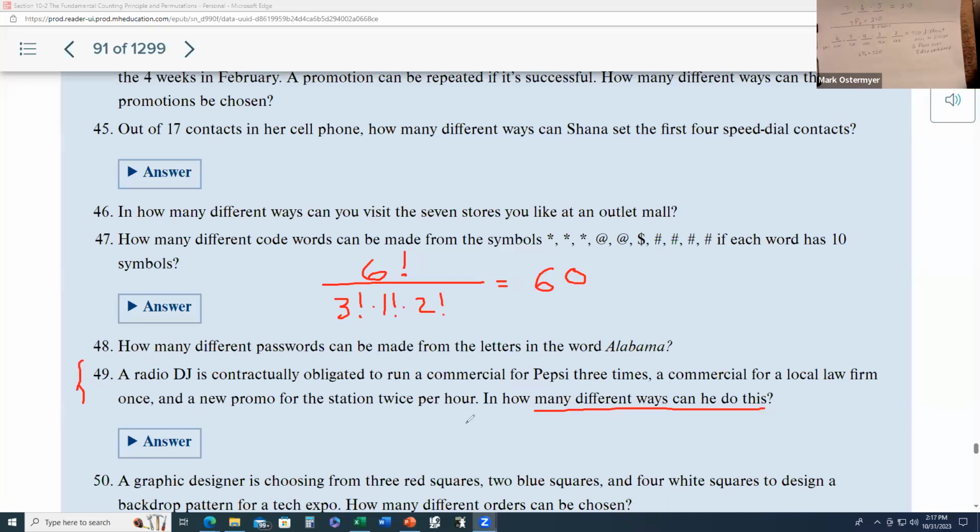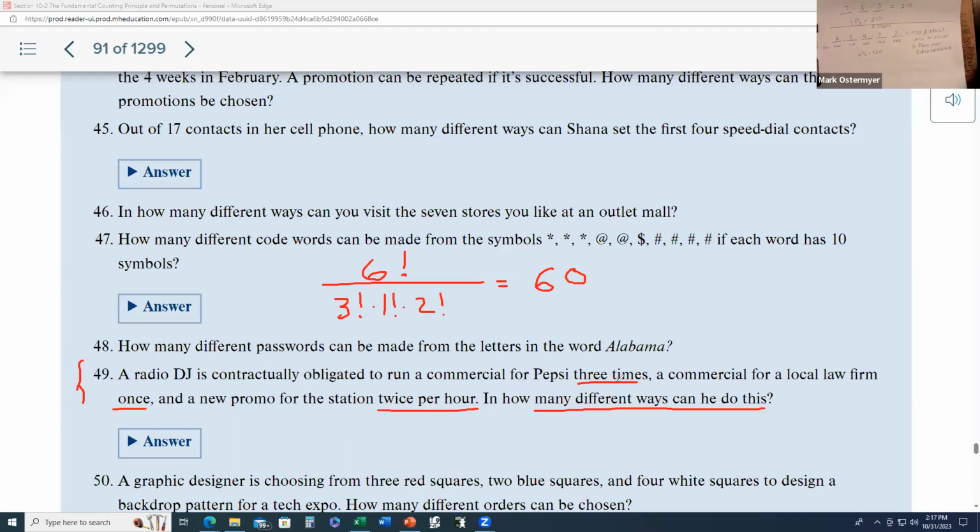All right, ladies and gentlemen, there are a total of 6 commercials that have to be run in an hour. 3 Pepsi commercials, 1 for the local law firm, and 2 to promote the station. So that's a total of 6 commercials per hour.